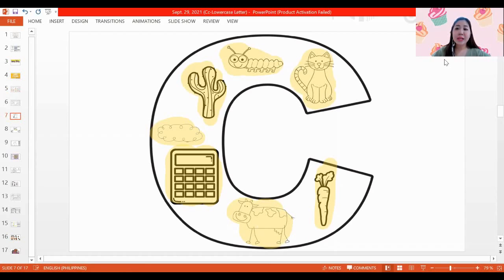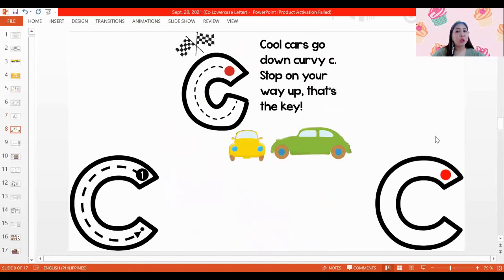Now, you have to get your whiteboards again because we will now write our lowercase letter C. Lowercase letter C is the small letter C. So let's get our markers again and let's make lowercase letter C. Cool cars go down curvy C. Stop on your way up. That's the key. So we just make a small curve.